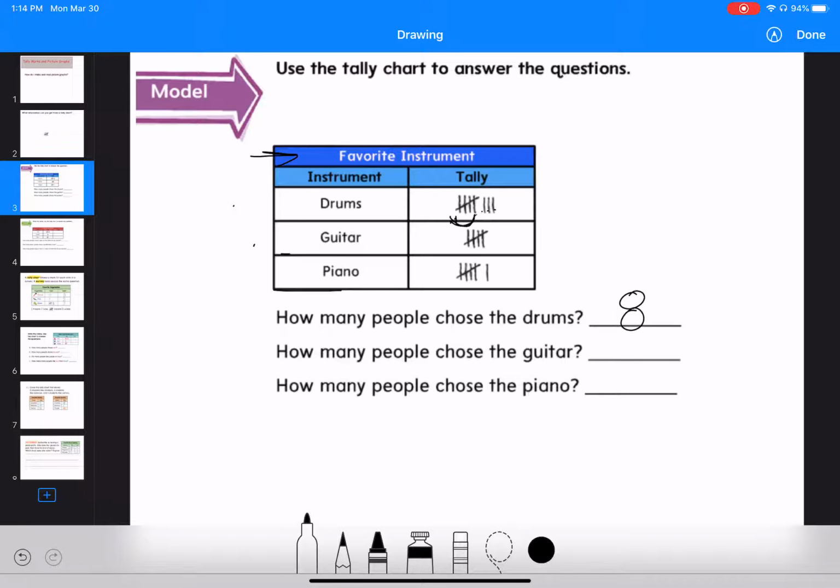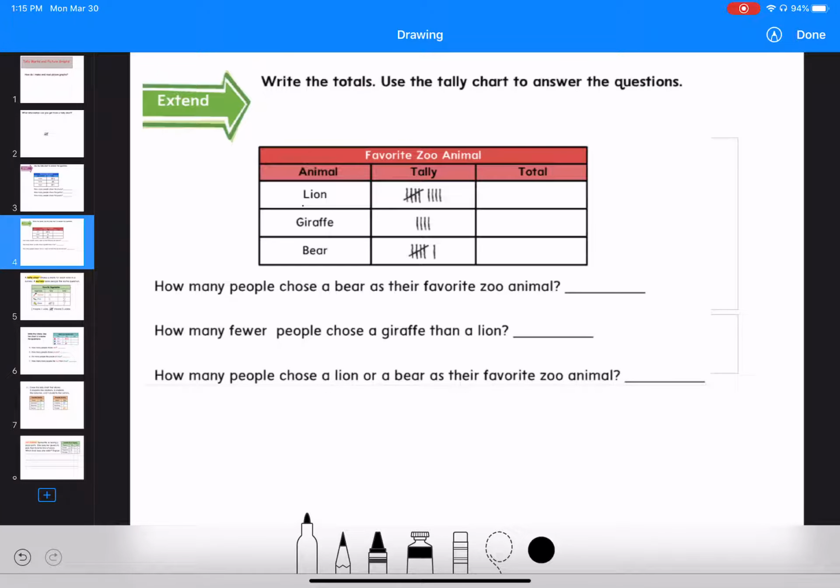How many people chose the guitar? We know this equals what? 5. And how many people chose the piano? This is 5, add 1, which is equal to 6. So remember your titles at the top. That's how you know what question was surveyed. Let's go ahead and try another one.